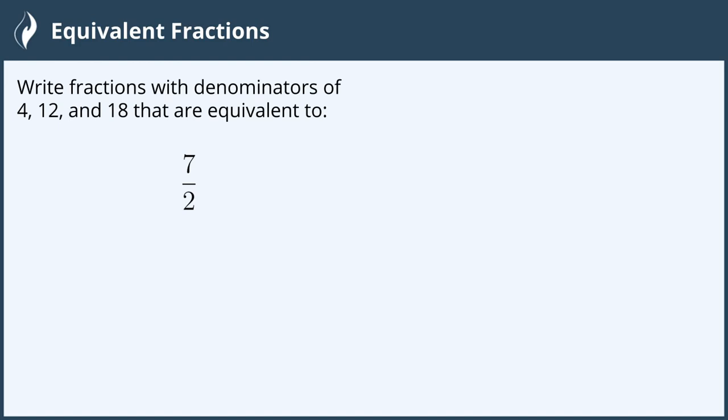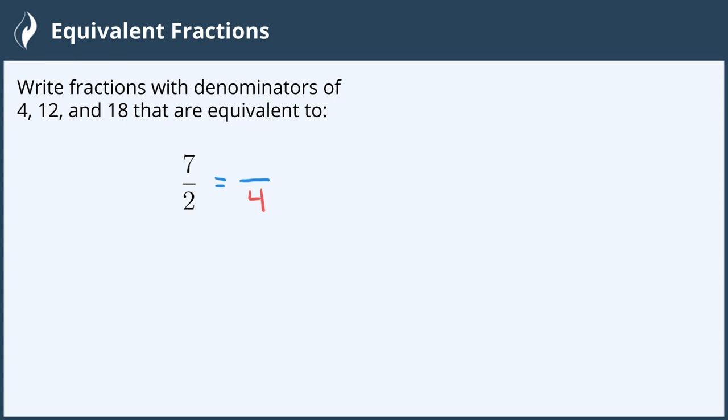Hi everyone! In this video we will find equivalent fractions, writing fractions with denominators of 4, 12, and 18 that are equivalent to 7 halves. The first thing I want to do is set up the first denominator. We want an equivalent fraction. This means that it will be equal to another fraction. And the denominator is the number on the bottom, and we want the denominator to be a 4, and we'll work on that one first.